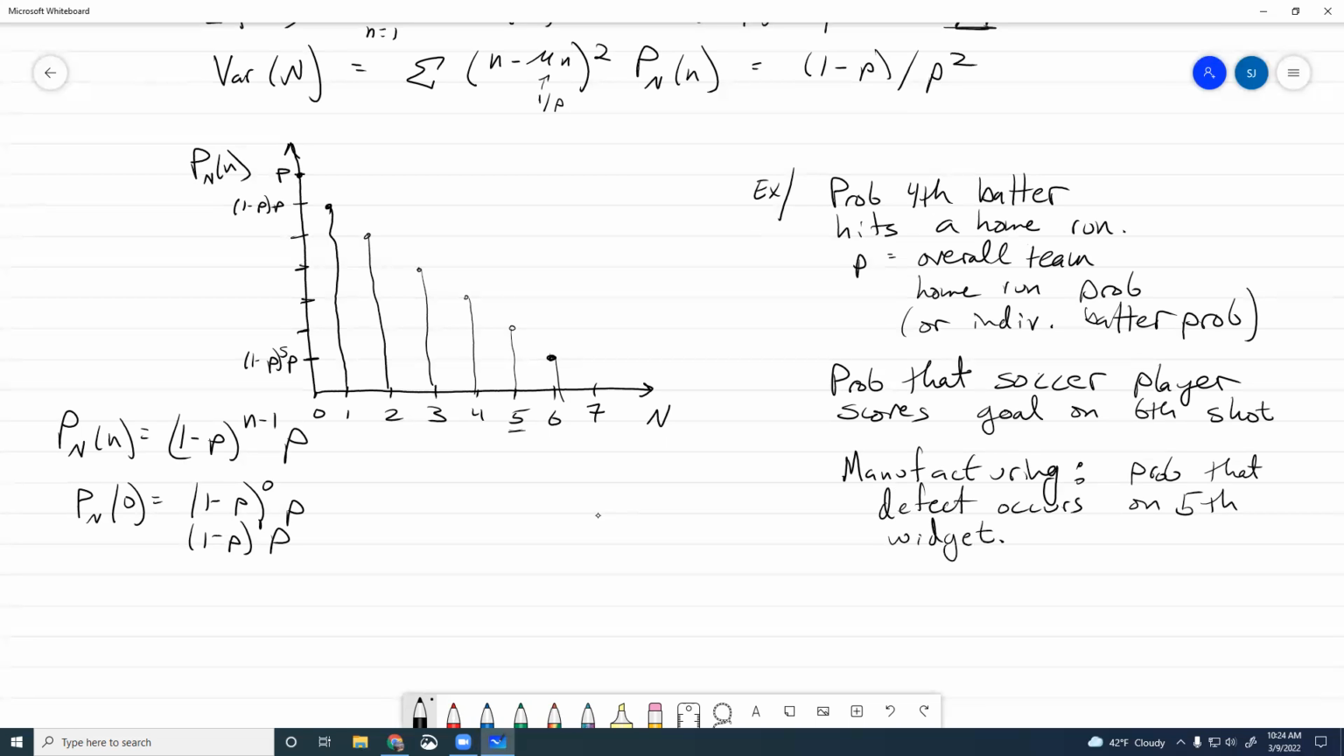I want to see a widget factory sometime. You got one? Okay. All right, great.